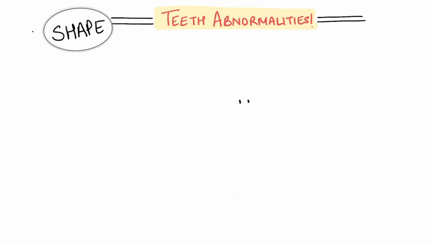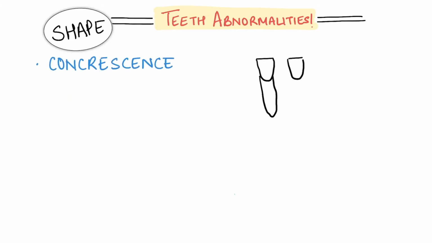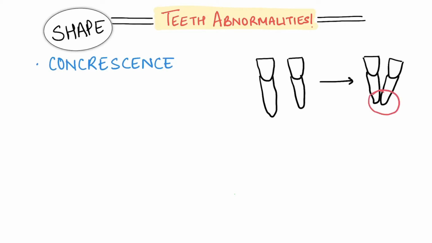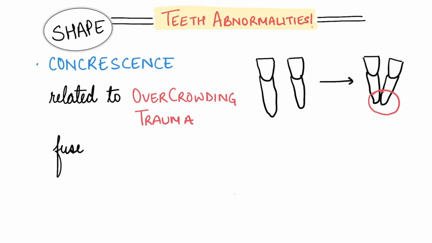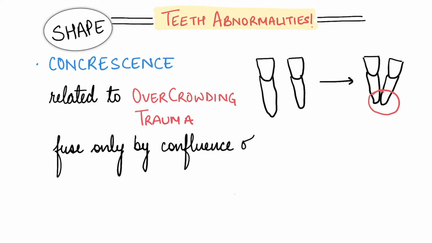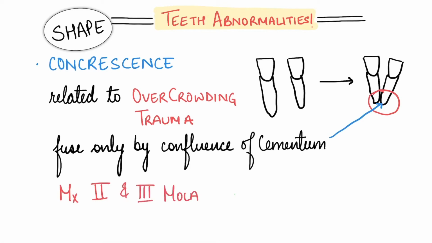The next thing we are talking about is concrescence. It is the union of the roots of two or more teeth, and mainly it is caused by the confluence of their cementum surfaces. So only the cementum area is joined together. It is believed to be related to overcrowding or trauma, and is commonly found in the maxillary second and third molars.